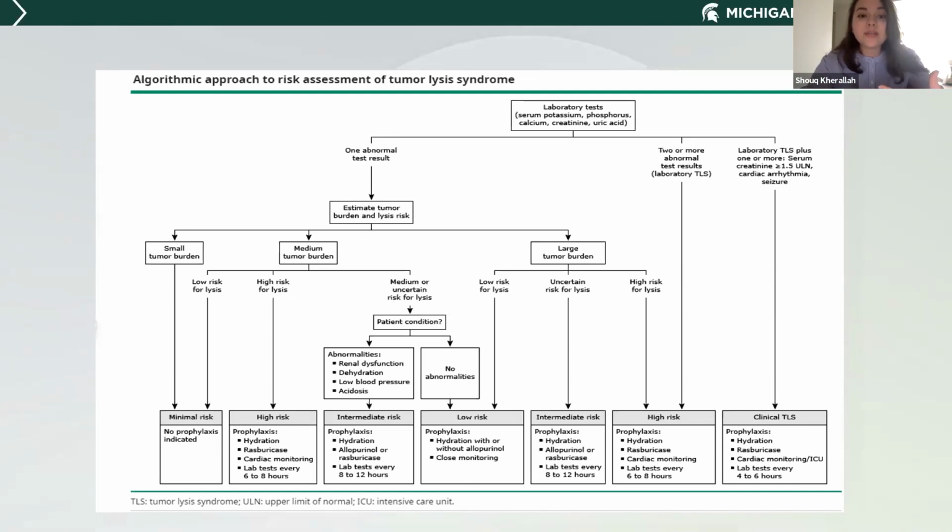And if they're still not responding after loop diuretics, especially if they have CHF and they're at high risk for pulmonary edema, and you're just giving them 2 or 3 liters.